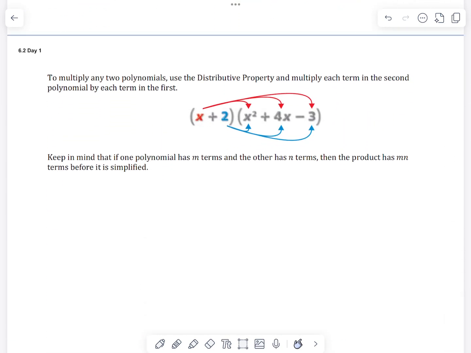To multiply any two polynomials, you would use the distributive property, and then multiply each term in the second polynomial by each term in the first. Keep in mind that if one polynomial has m terms, the other has n terms, then you have to multiply those terms together before you simplify.